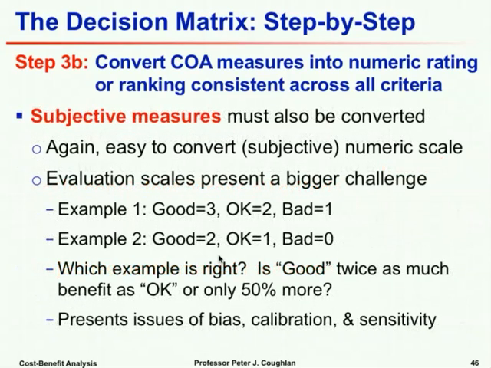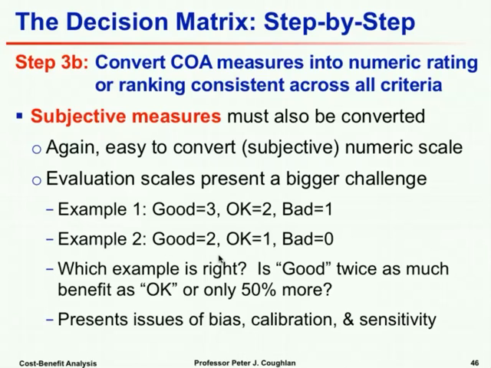You've also got to convert, of course, these subjective measures. As I mentioned, objective measures are easy to convert, but what about subjective measures? Well, they're a little more problematic. If it's a numeric scale, it might seem easy to convert. That said, it's still subjective. But when you have evaluation scales like good, okay, bad, how do you convert that?